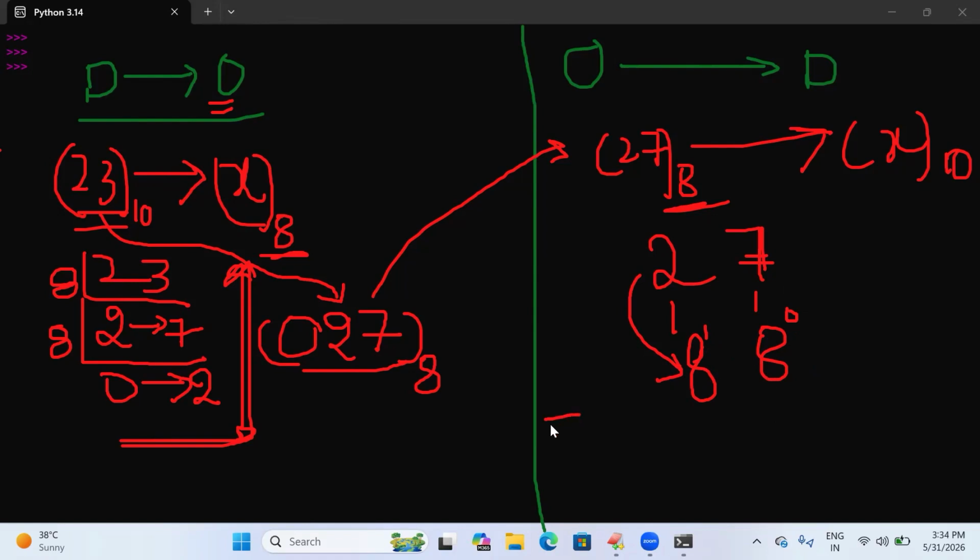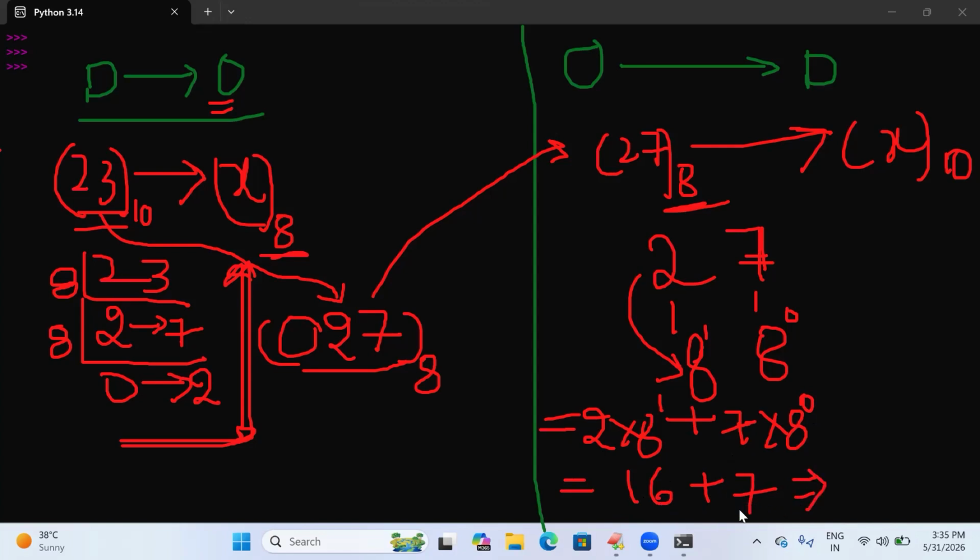So let's see. 2 into 8 power 1 plus 7 into 8 to the power 0. If we calculate this, 2 eights are 16, plus anything to the power of 0 means 1, so 7 ones are 7. So that implies 7 plus 6 is 13, 3 and carry 1; 1 plus 1 is 2. So it is 23 of base 10. See, the octal number system value has been converted into a decimal number system value.